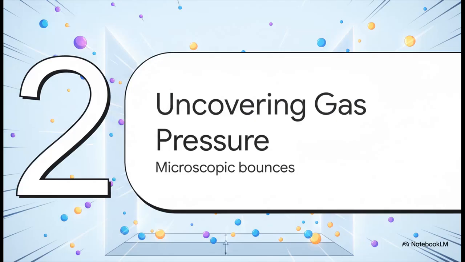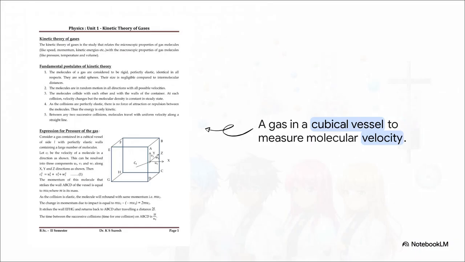Moving on to Section 2. Uncovering gas pressure, from microscopic bounces to macroscopic force. What's genuinely fascinating here is how we can take all that microscopic chaos and, well, box it up. Imagine just one single molecule bouncing around inside a perfect cube. Because we're assuming the walls and the molecules are perfectly elastic, we can mathematically track its exact velocity and momentum every single time it strikes a wall and rebounds.